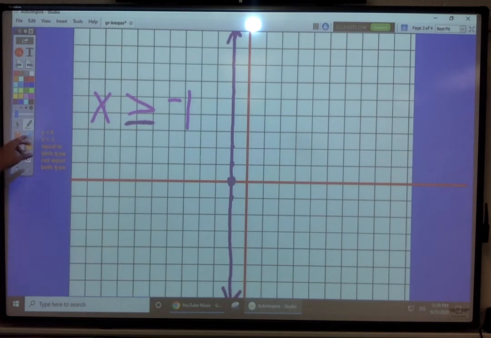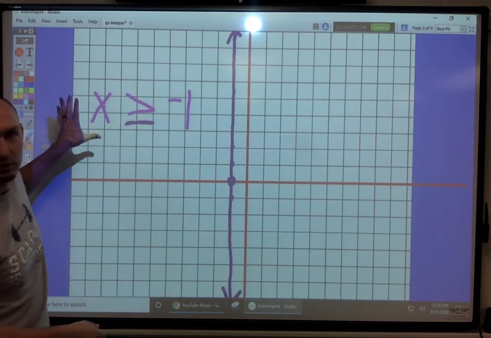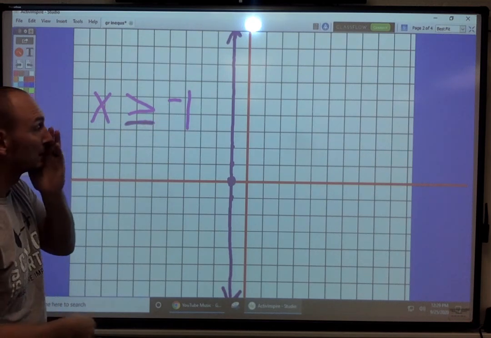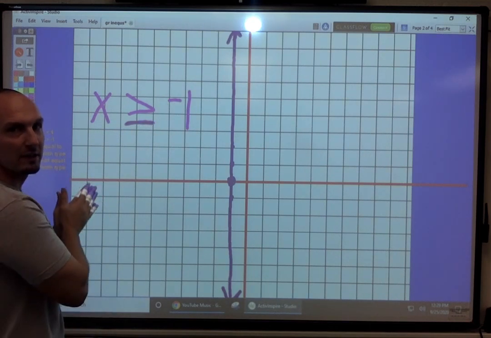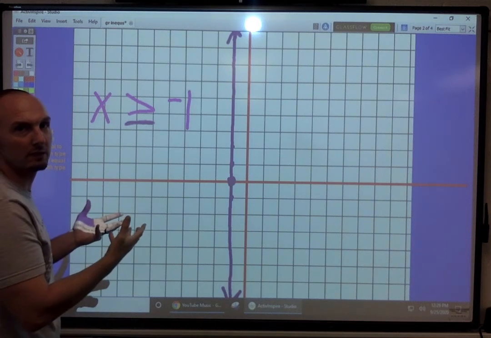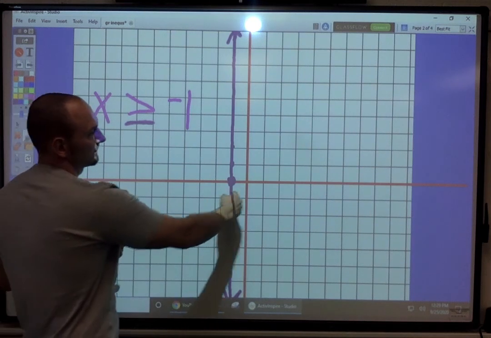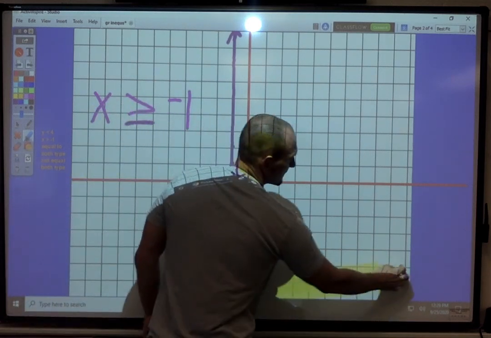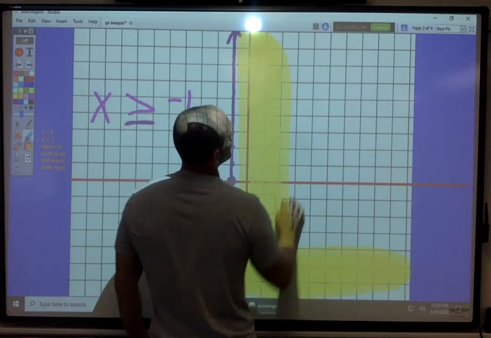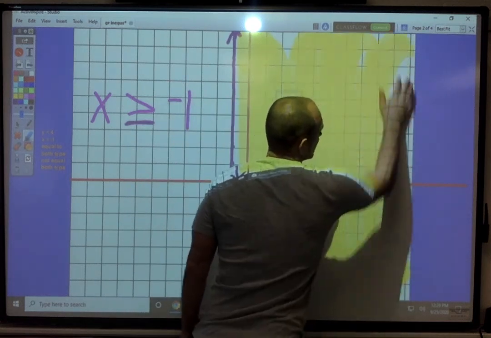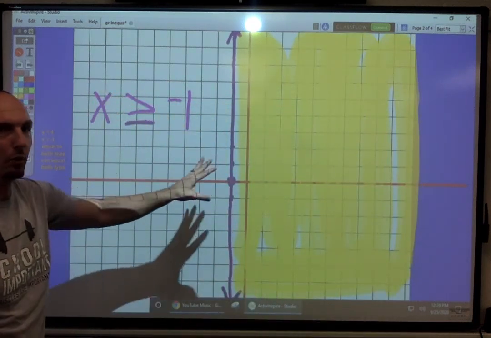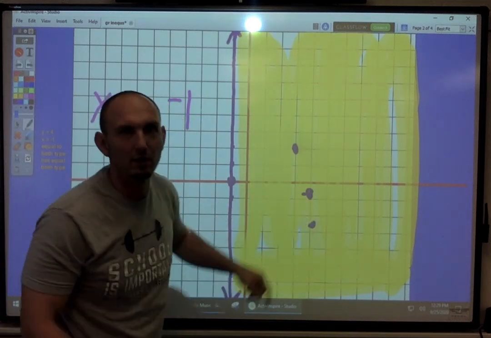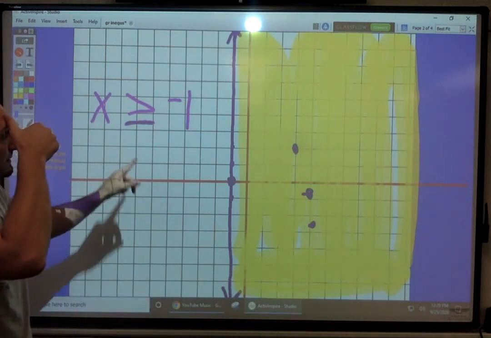So now we read it. The x values are greater than or equal to -1. So which side of the line are the x's bigger than -1, greater than? That way. So our shading will be on this side over here. So any of these points or values over here are solutions to this.